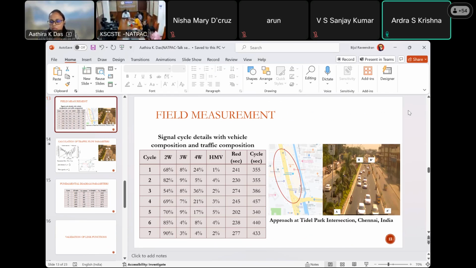Dr. Aathira, there is a question put up in the chat box. I'll read it out. How does this approach accommodate mixed traffic characteristics such as gap filling or space seeking behavior? From Karthik.